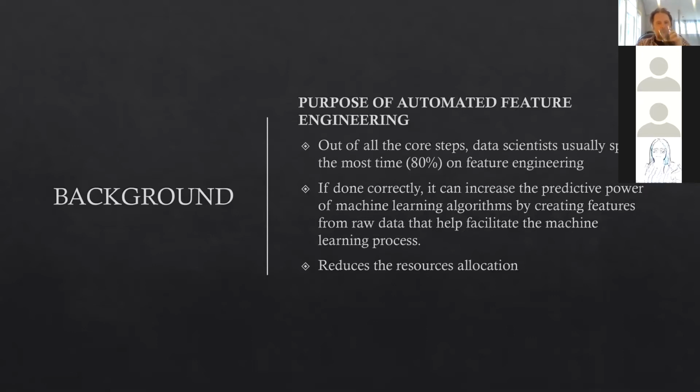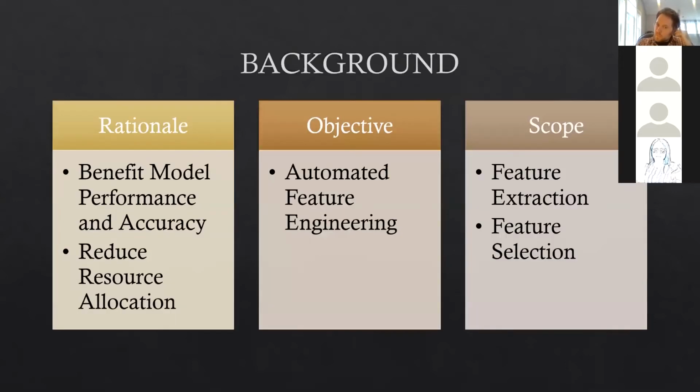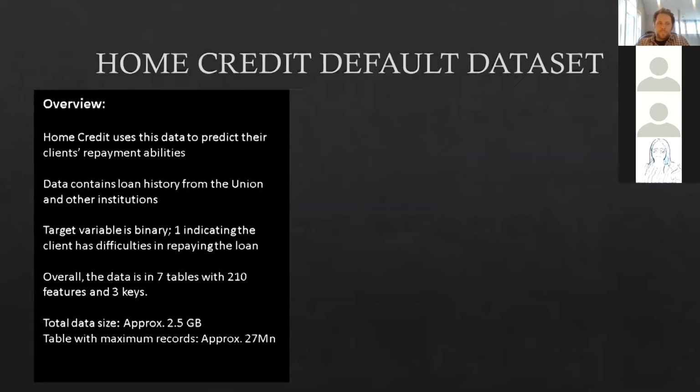So when applied to a data set, automated feature engineering can reduce the machine learning development time by almost 10 times as compared to manual feature engineering, while bettering the performance of the model. It also reduces the resources allocated to the project. So the background of my project, as I've mentioned before, is to benefit the model performance and accuracy and reduce the resource allocation. The objective was to automate this task, and the scope was to extract, that means creation of new features, and then selecting amongst the large range of features.